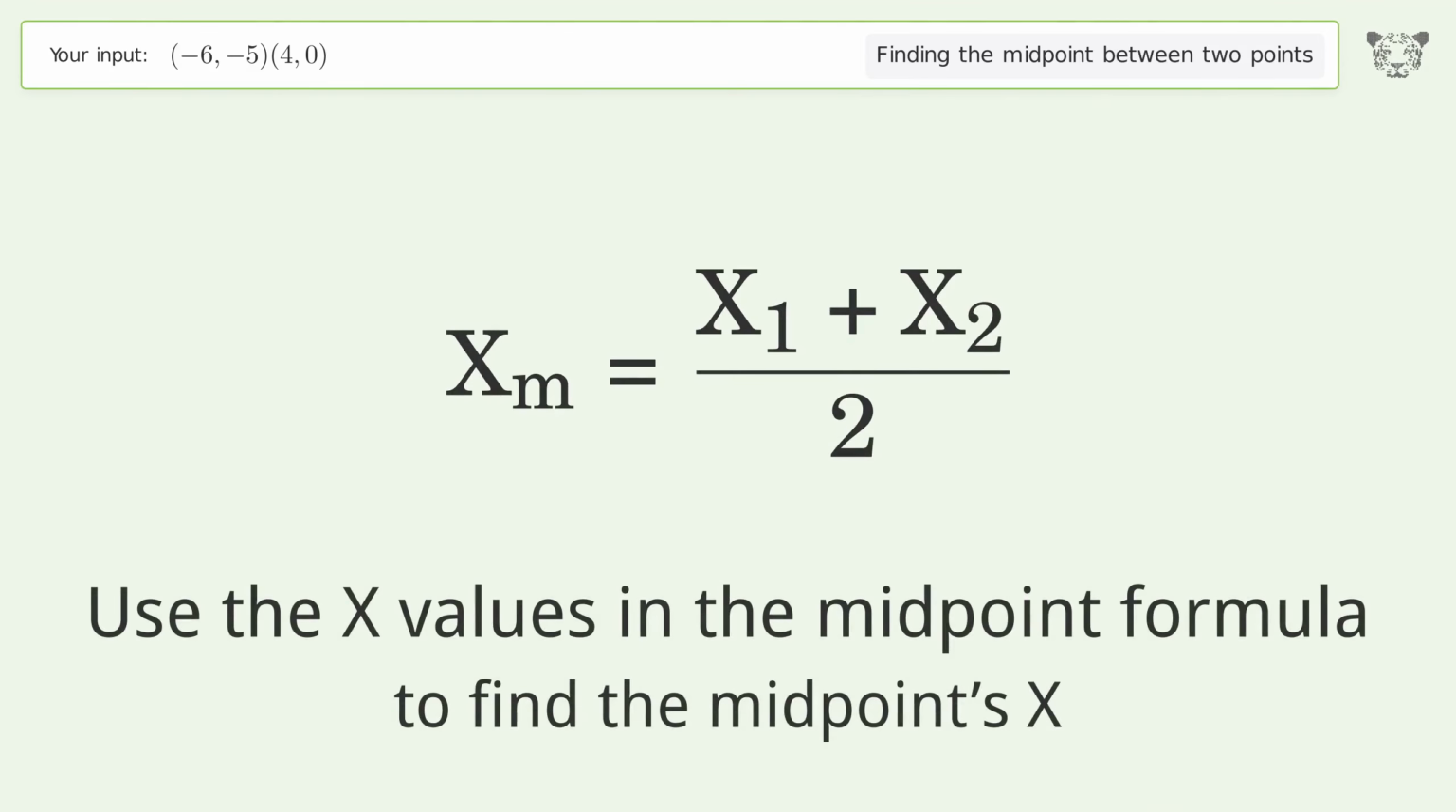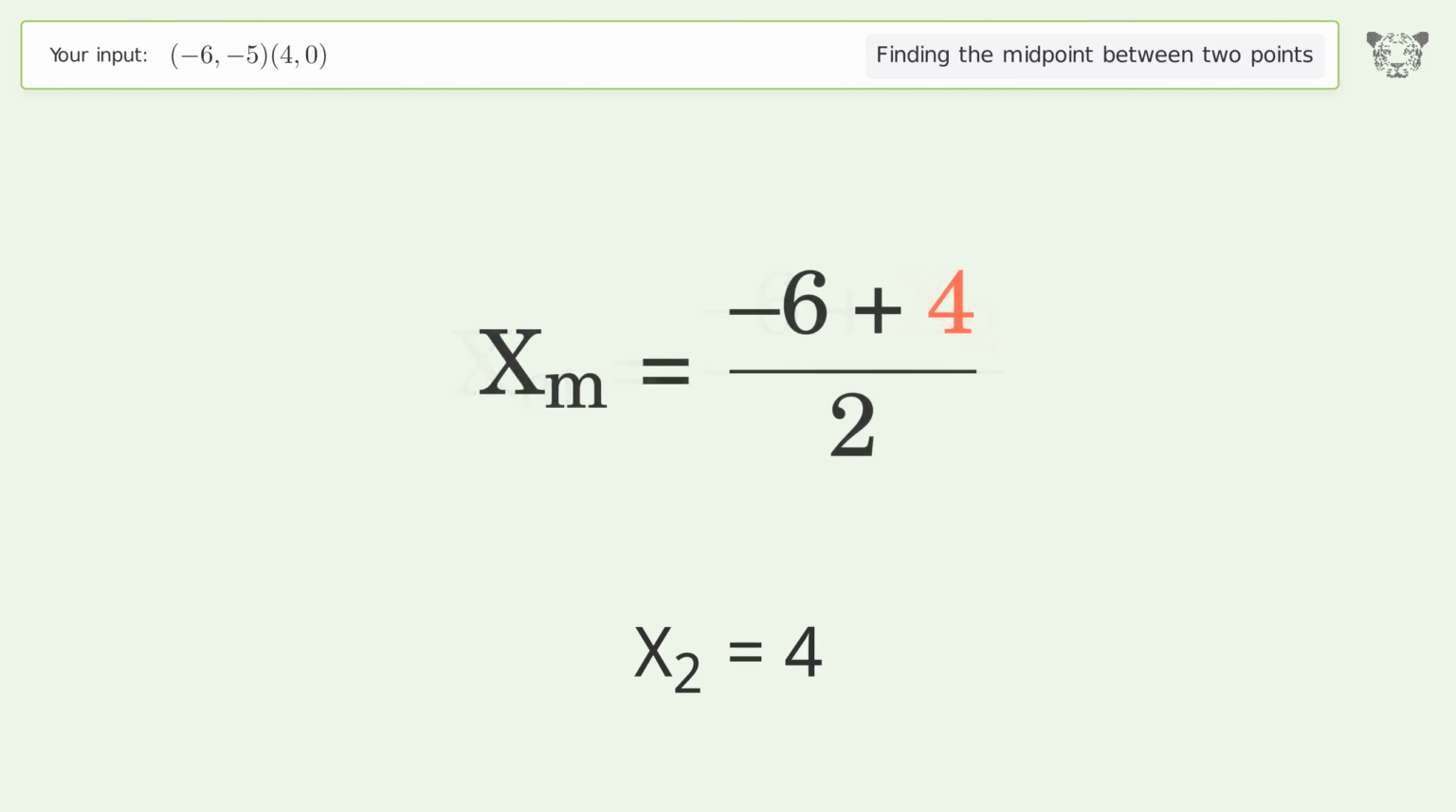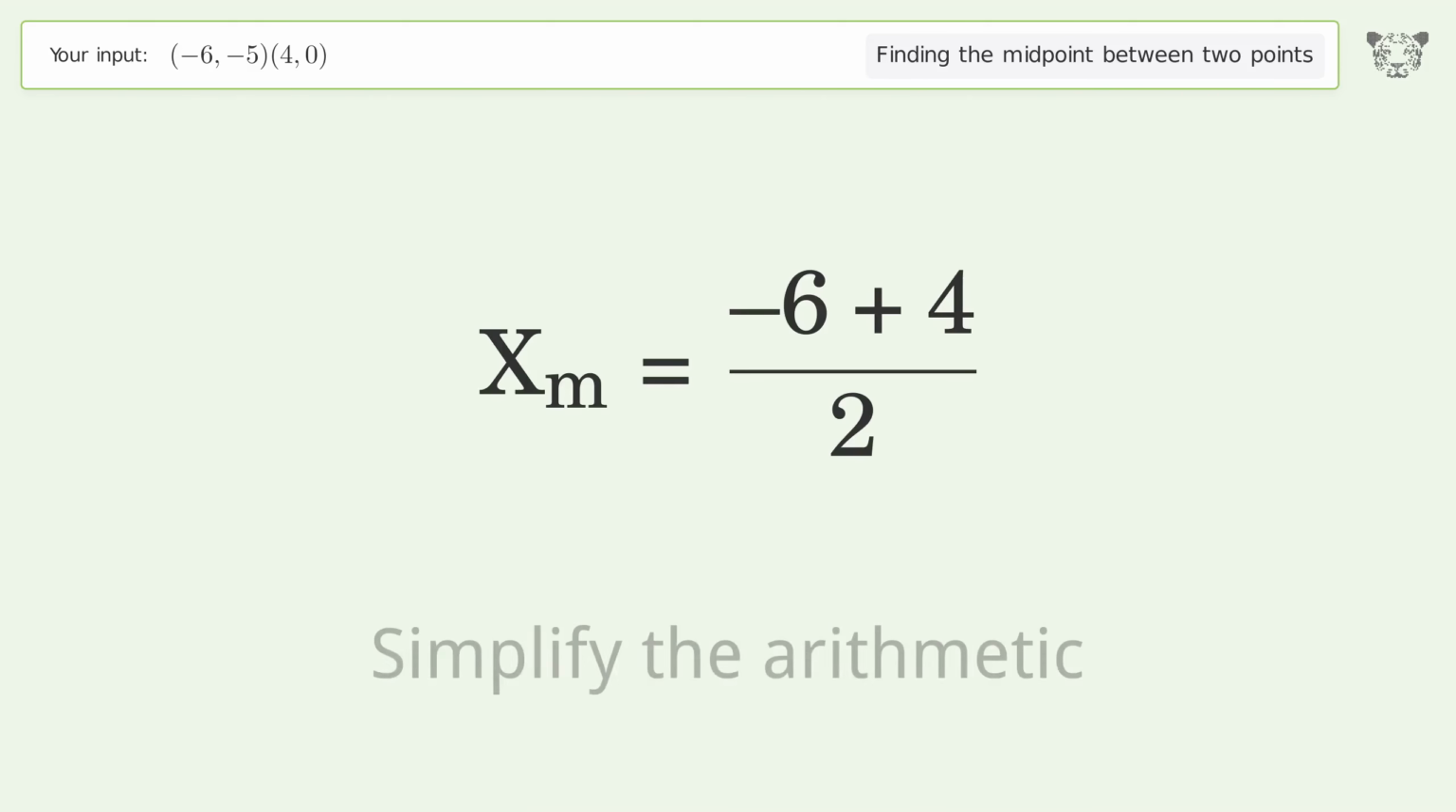Use the x values in the midpoint formula to find the midpoint's x. x1 equals -6. x2 equals 4. Simplify the arithmetic.